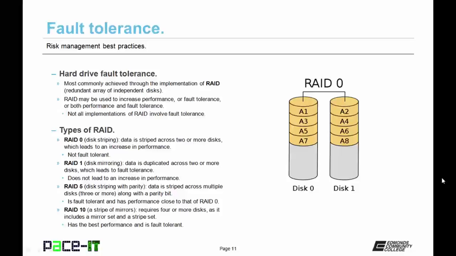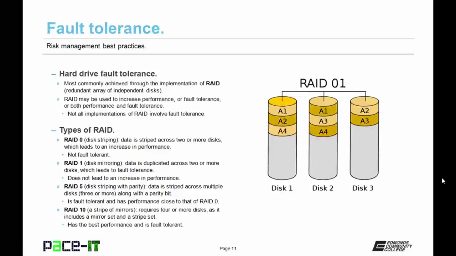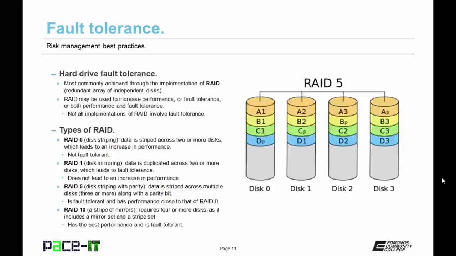There's RAID 0, which is also called disk striping. Data is striped across two or more disks, which leads to an increase in performance, but RAID 0 is not fault tolerant. Then there's RAID 1, which is also called disk mirroring. Data is duplicated across two or more disks, which does lead to fault tolerance, but it does not lead to an increase in performance.